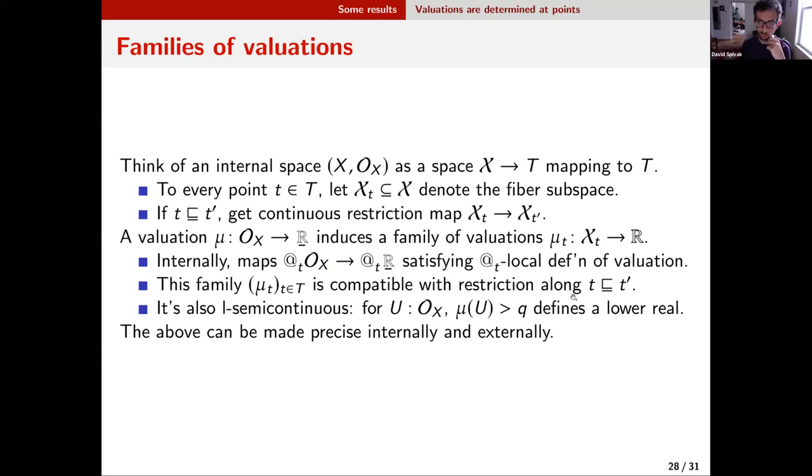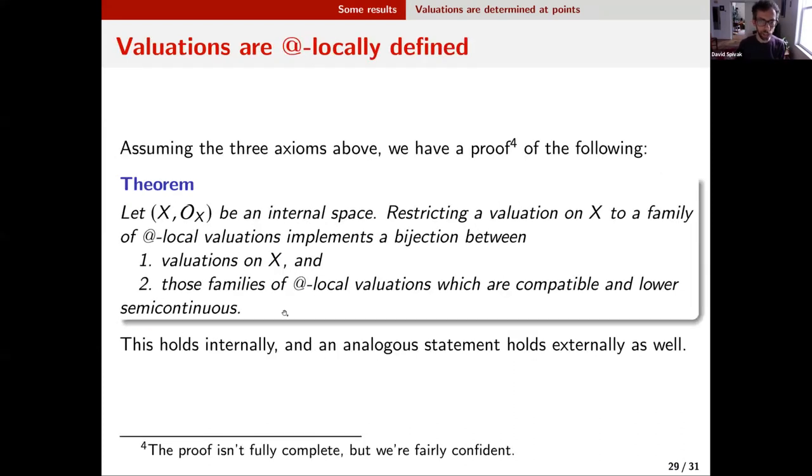And this family is compatible with restrictions. If I restrict and apply the valuation, I'll see the answer at the smaller thing. And it's also lower semi-continuous. So for all U in O(X), any open set, mu(U) applied to q defines a lower real. So this can be made precise internally and externally. Although we don't have a proof, it's not complete, this is the theorem we believe to be true: if you have an internal space and you restrict a valuation on X to a family of local valuations, this gives you a bijection between valuations on X, written logically, and those families of local valuations that are compatible and lower semi-continuous.